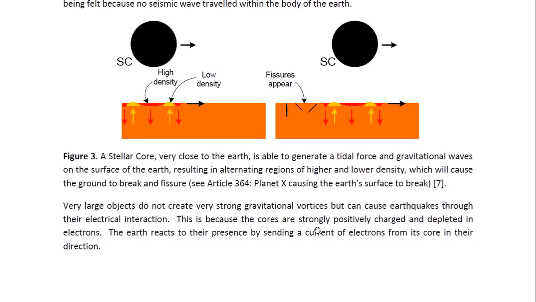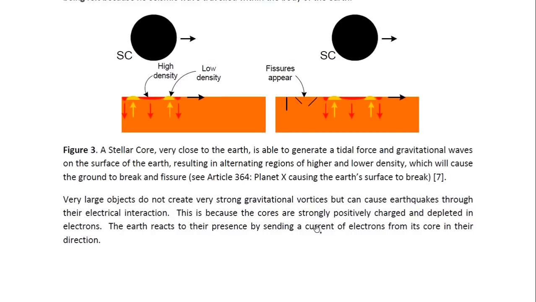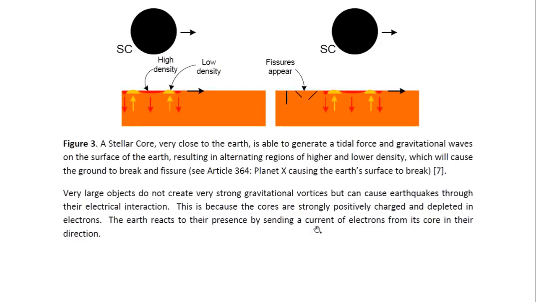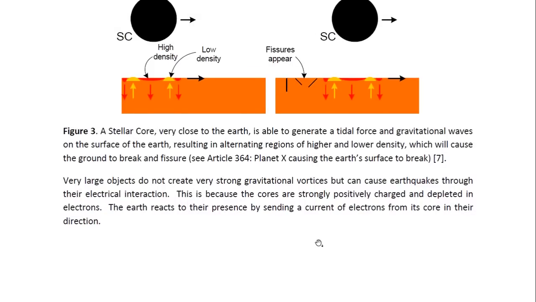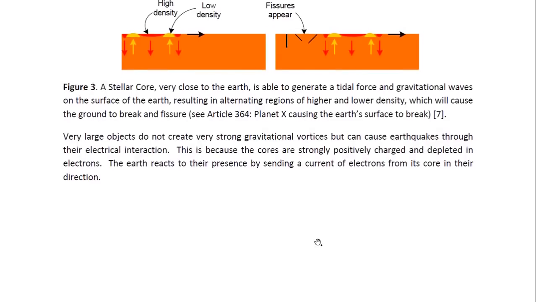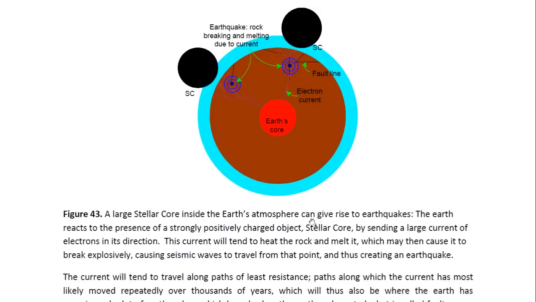And even if nothing is apparent, it may still have loosened the ground so that you get landslides. Now, very large objects do not create very strong gravitational vortices, but can cause earthquakes through the electrical interaction. This is because the cores are strongly positively charged and depleted in electrons. The Earth reacts to their presence by sending a current of electrons from its core in their direction. And this is illustrated here.